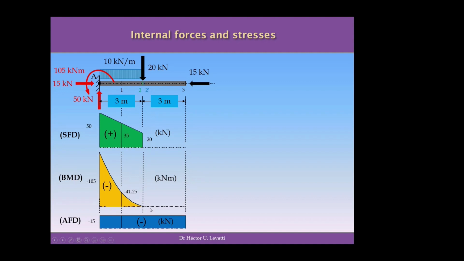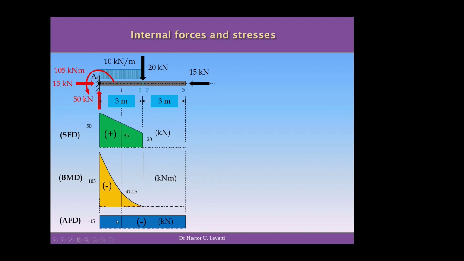The distribution of the moments is clearly parabolic, and it needs to be parabolic because remember that the shear force is the derivative of the moment, so this has to be a parabolic distribution. The maximum moment we have is negative and is equal to 105 kilonewton meters. And the axial force is just a compression produced by 15 kilonewtons in the right extreme and the reaction of 15 kilonewtons to the left. And it's uniform because there is no other axial effect on this beam along the span of the beam.